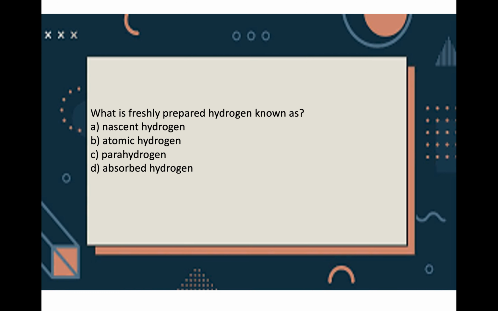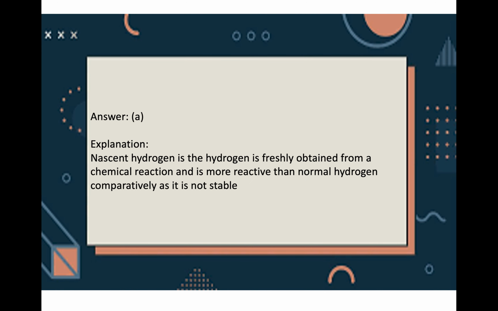So what is freshly prepared hydrogen called? Is it nascent hydrogen, atomic hydrogen, para hydrogen, or absorbed hydrogen? Answer is nascent hydrogen. It is freshly obtained from a chemical reaction and more reactive than normal hydrogen, but it is comparatively not that stable.